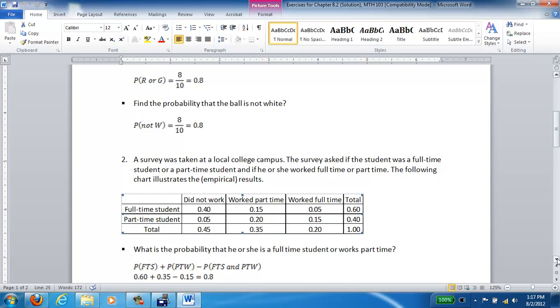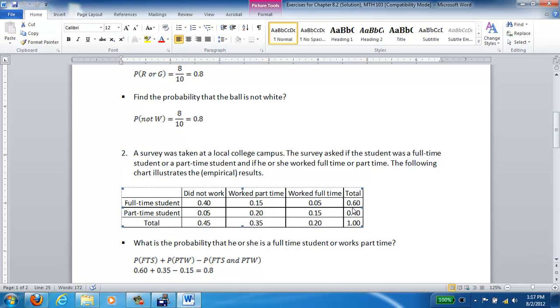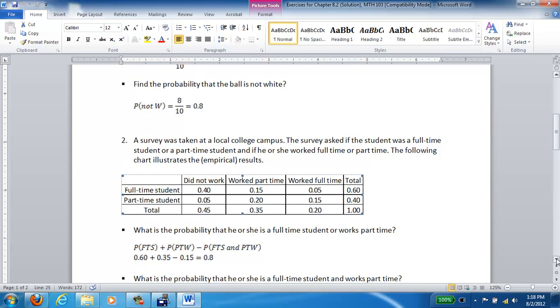So in this case, this is going to be the formula. So you check for probability A, full-time student, 0.6, probability B, work part-time, 0.35, minus the intersection, the 0.15, that we have to subtract. And we have to subtract it because we count it twice.